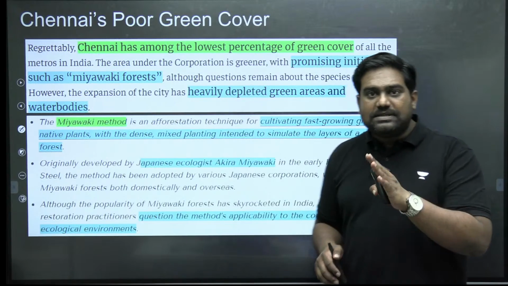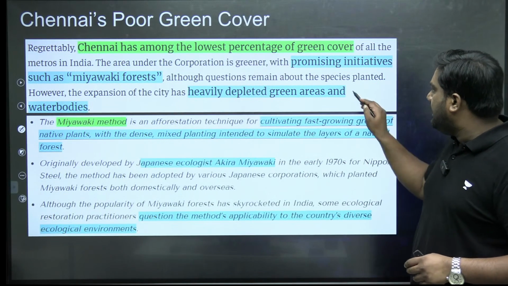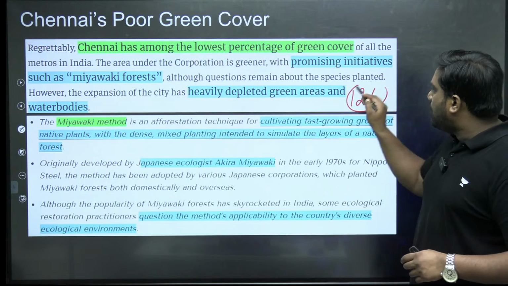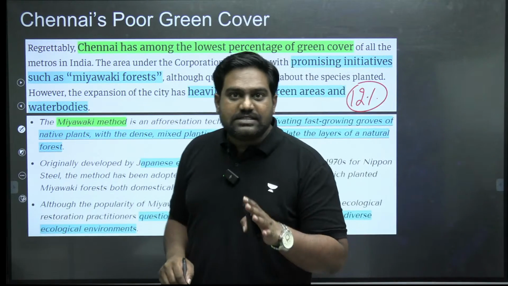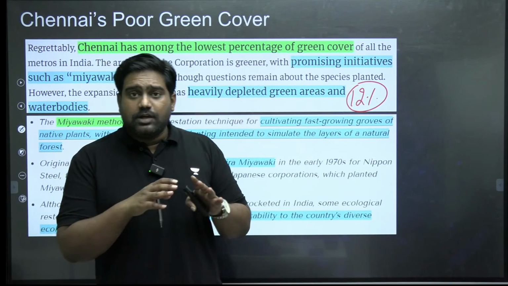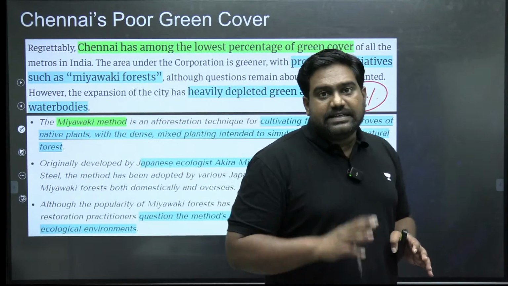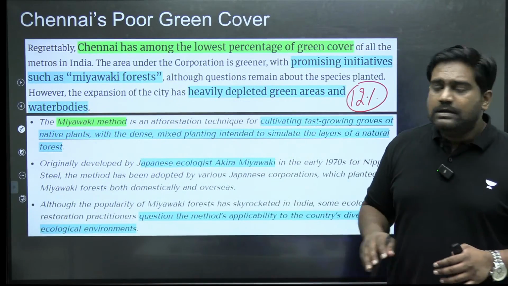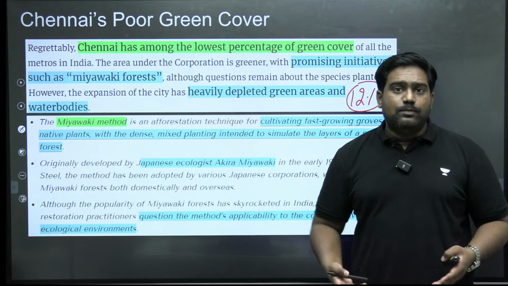It is just 12% of the city's geographical area. Just 12% of Chennai's geographical area is covered with green spaces, which is one of the lowest when compared to other big cities in India. Is that clear? See, Chennai of late has tried some new methods.